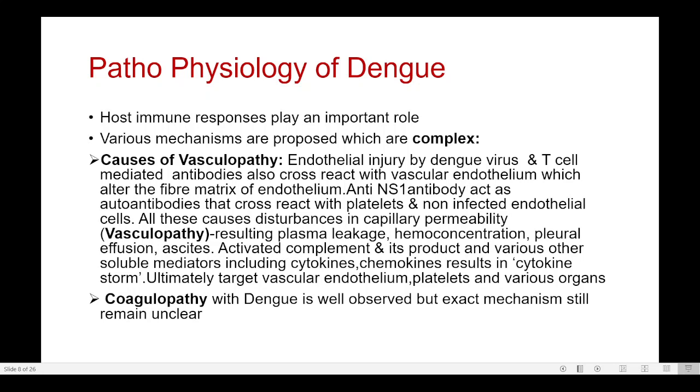Another important thing also responsible for vasculopathy is activated complement and its products and various other soluble mediators like cytokines and chemokines. They result in a cytokine storm, which finally targets either vascular endothelium or platelets or various organs, which represents different manifestations of dengue. The second thing which occurs in dengue is coagulopathy, which is well observed, but the exact mechanism still remains unclear.